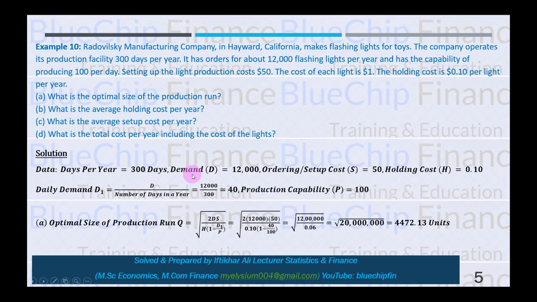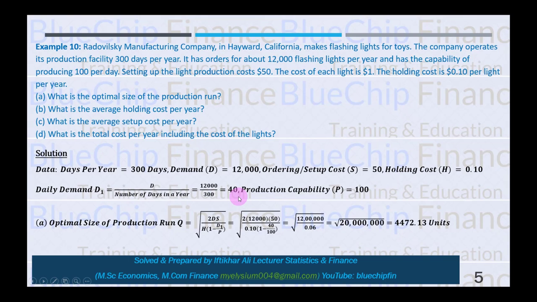So in this type of question you have to calculate daily demand. As you know, demand is denoted by D, so to differentiate between annual demand and daily demand, I place here D1. D1 is simply equal to uppercase D, that is demand, divided by the number of days in a year. So 12,000 divided by 300, and that is daily demand 40.